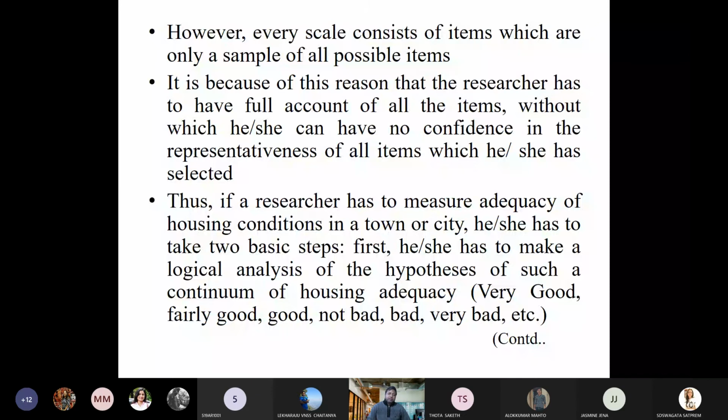Thus, if a researcher has to measure the adequacy of housing conditions in a town or city, he or she has to take two basic steps. First, he or she has to make a logical analysis of the hypothesis of such a continuum of housing adequacy: very good, fairly good, good, not bad, bad, very bad, etc. He should first have a logical analysis of the conditions of those houses in the city. Because if I do not have knowledge about the housing conditions in a town or city, then when I start a scale and start measuring, the real problem will come.